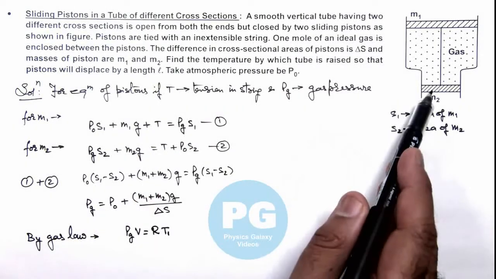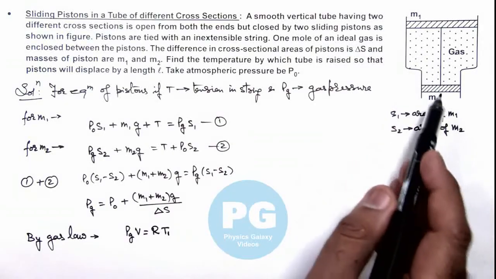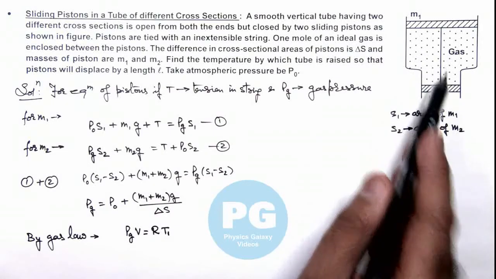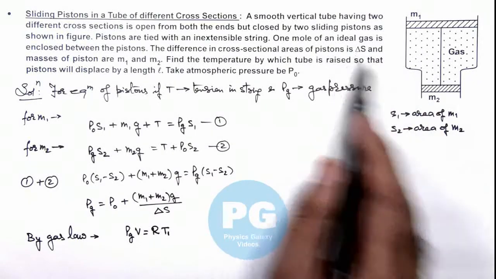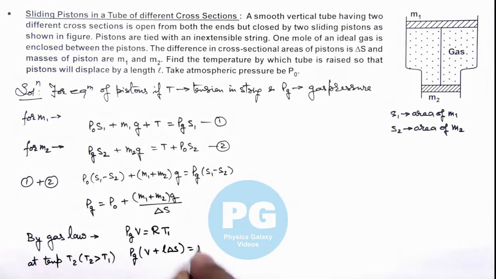If the pistons are displaced in the upward direction by length L, then the increase in volume of the gas due to length L is delta S multiplied by L. So here we can write at temperature T2, which is greater than T1, Pg multiplied by the volume changed to V plus L delta S is equal to RT2.